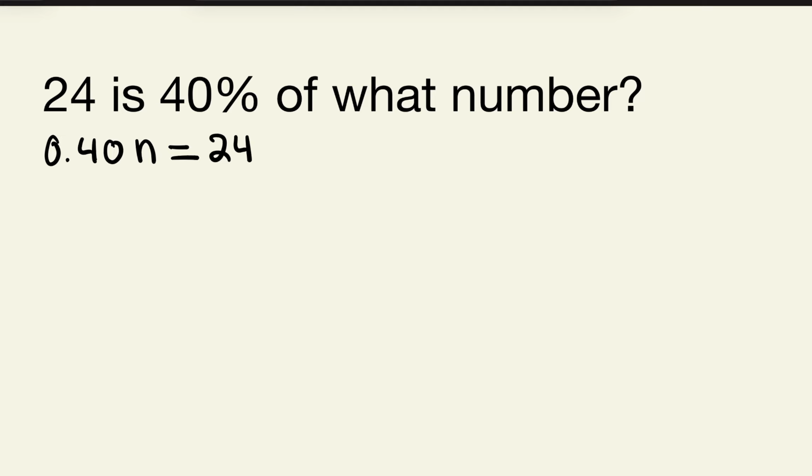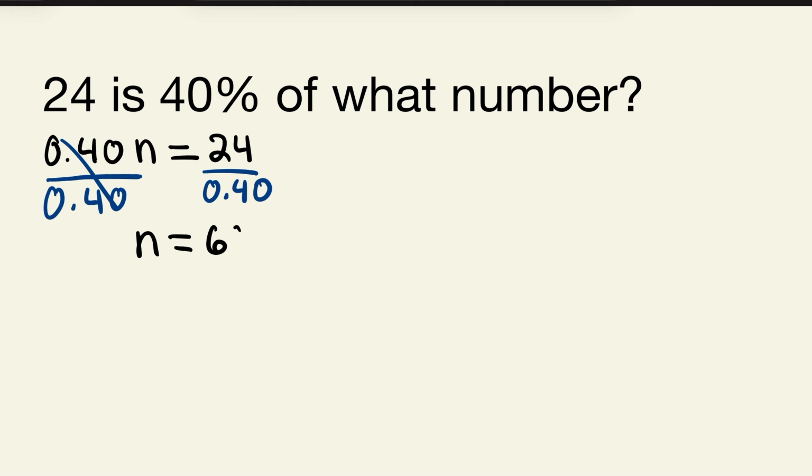All right, so now you'll go ahead and divide to solve for n, which will give you that number. And so we're going to divide by 0.40 on both sides, on the left and on the right. The 0.40s cancel out, and you are left with n equals 24 divided by 0.40 equals 60. That's the final answer. So 24 is 40% of 60.